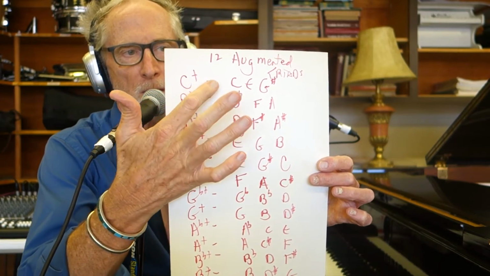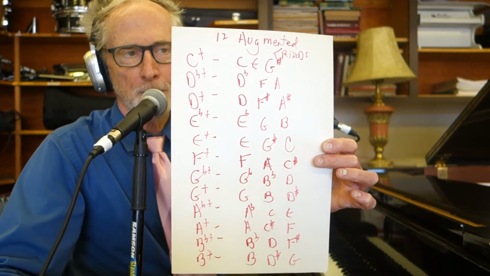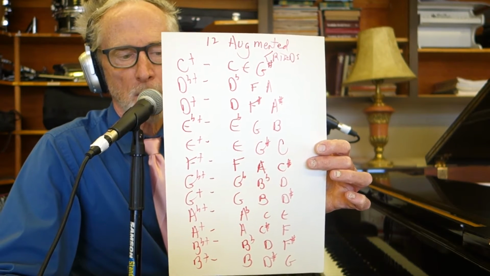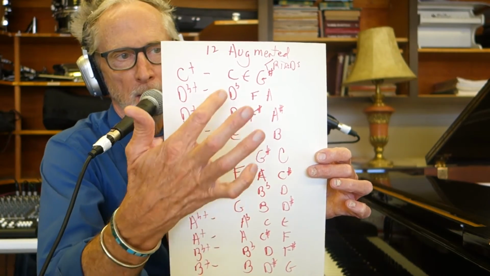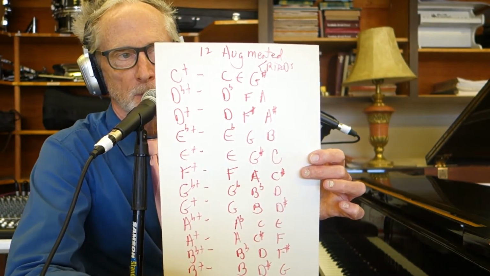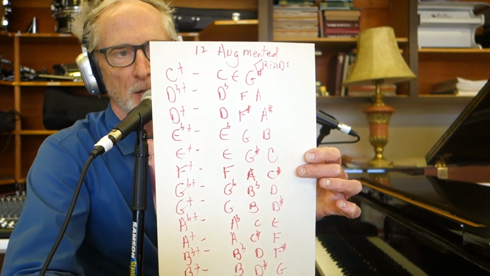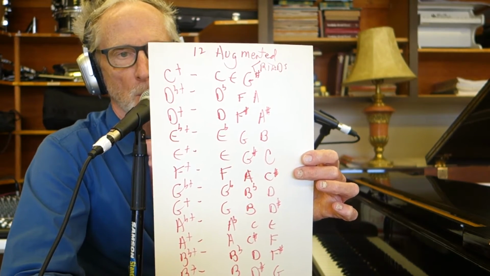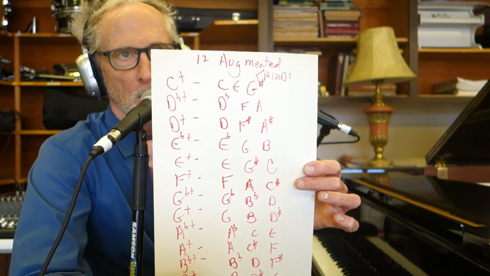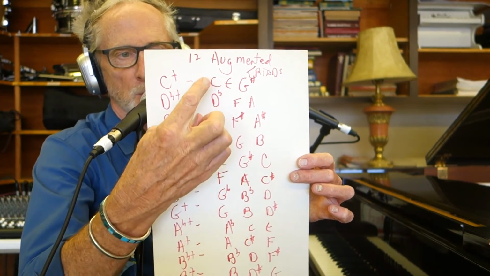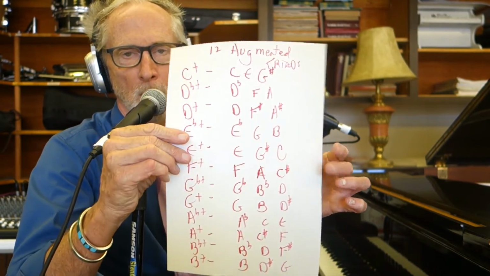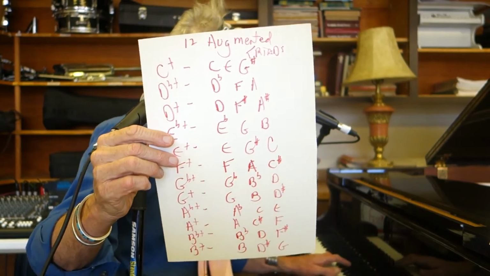Now, let's talk about this. You got to write it all down. 12 augmented triads, okay? You got it written all down now, and here we go. It's C, E, G sharp. All right? Now, the G sharp is the plus 5. So according to the major chord, it's 1, 3, plus 5. Or if you want to do half-step formula, it's 1 plus 4 plus 4. All right, here we go. Let's play them.